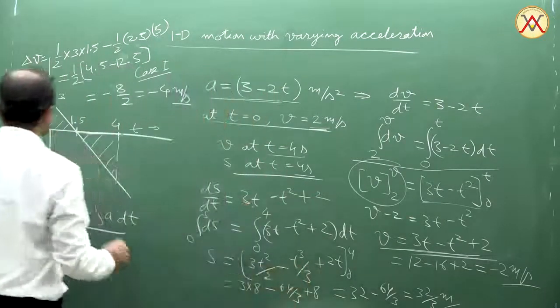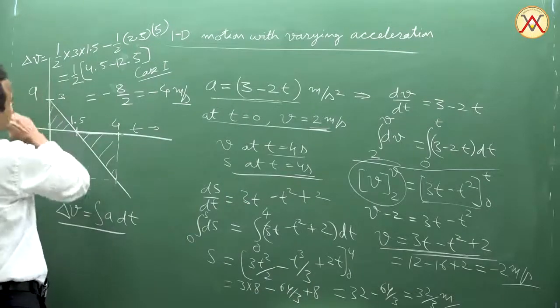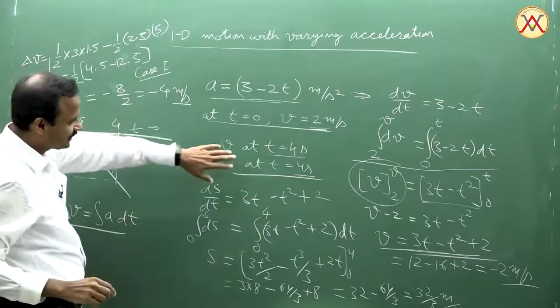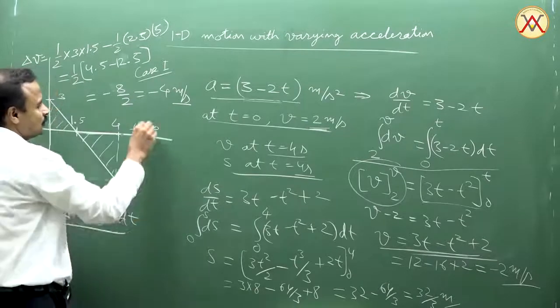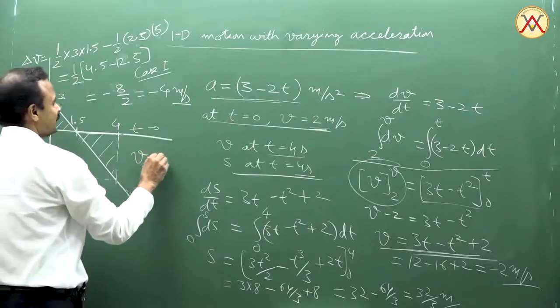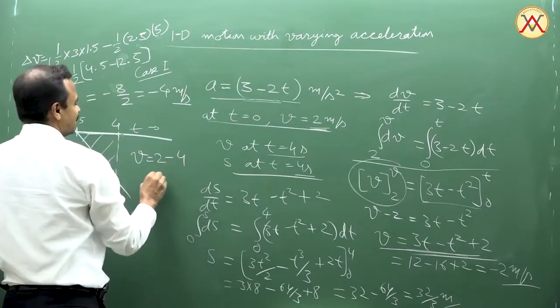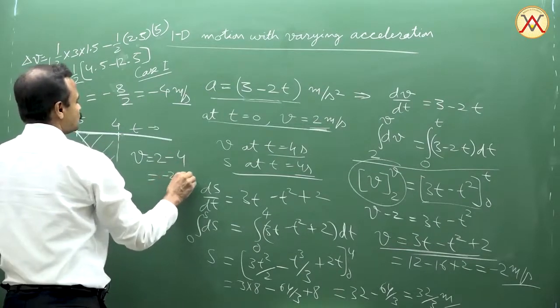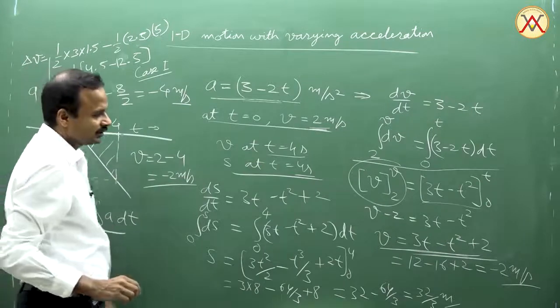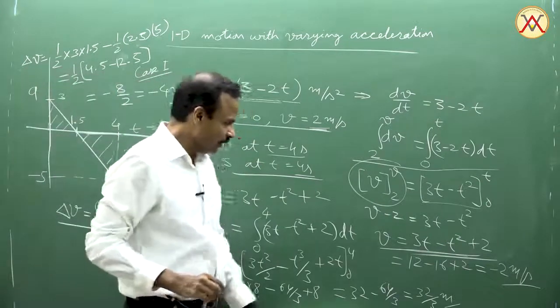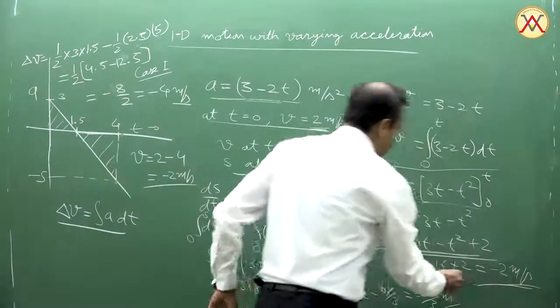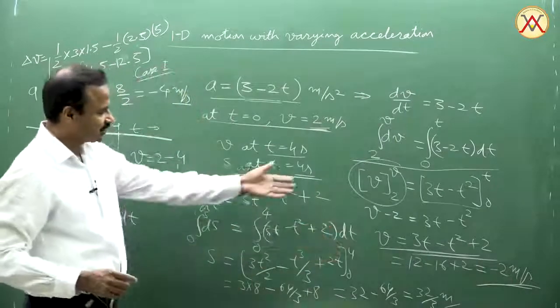So what will be the final velocity? See, the initial velocity was given as 2. So you can see the final velocity will be 2 and add the change to it. The change is minus 4. It becomes minus 2 meter per second. So it is the same answer which we got using our method of integration and equations.